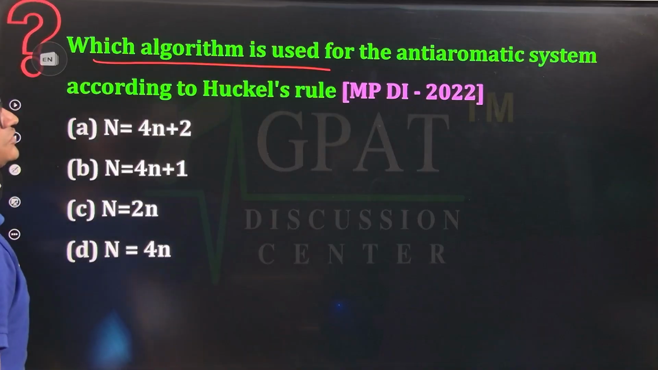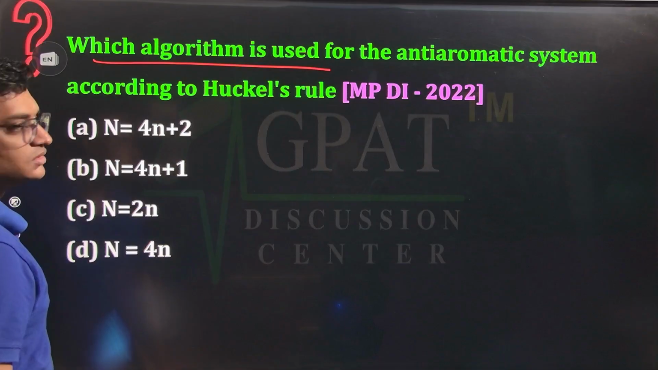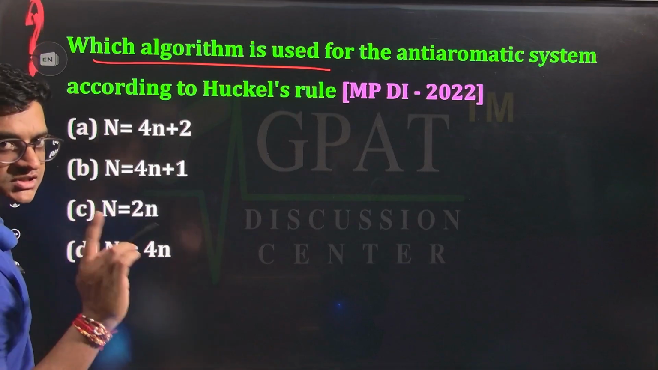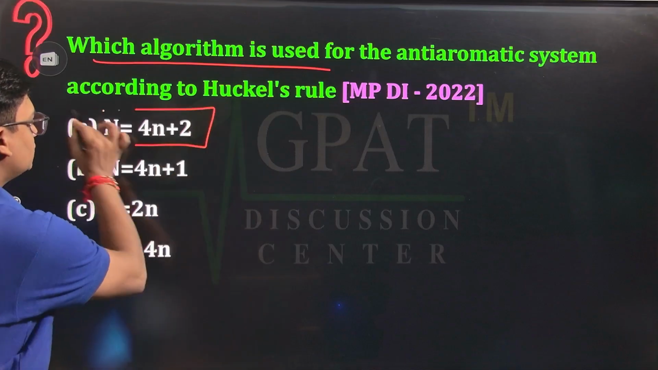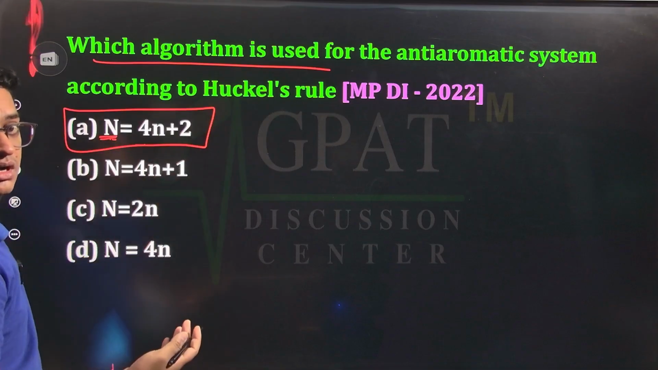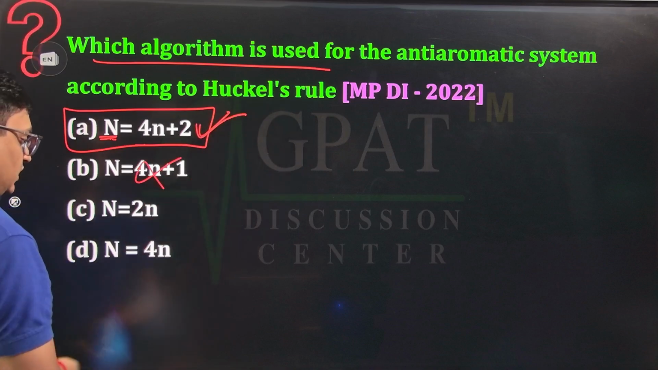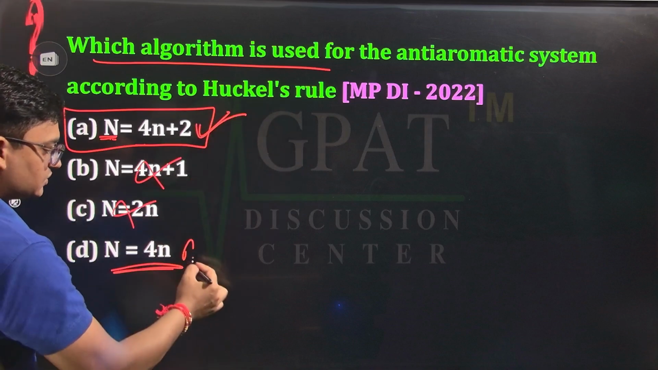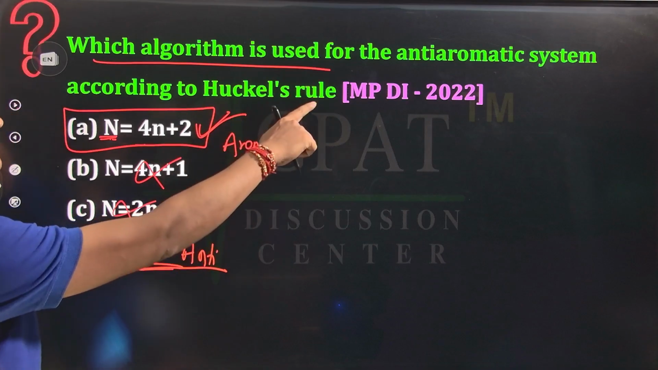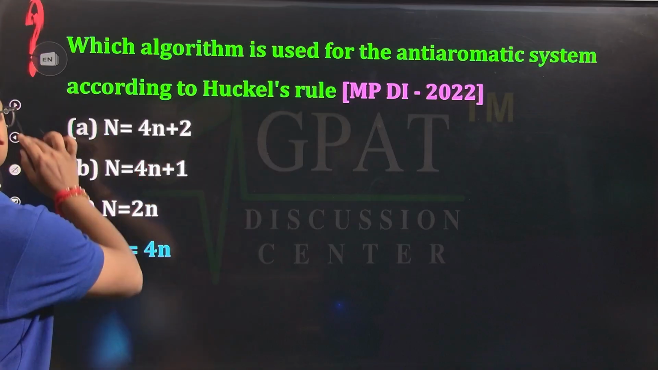Which option is used for an anti-aromatic system according to Hückel's rule? According to Hückel's rule, the total number of electron pairs in conjugation must be 4n plus 2, where n is the total number of electron pairs in conjugation. So yes, that is actually correct. This is not correct, this is not correct. This 4n is for anti-aromatic. So this is for anti-aromatic and this is for aromatic. What we have to discuss is anti-aromatic. So D will be the right answer.